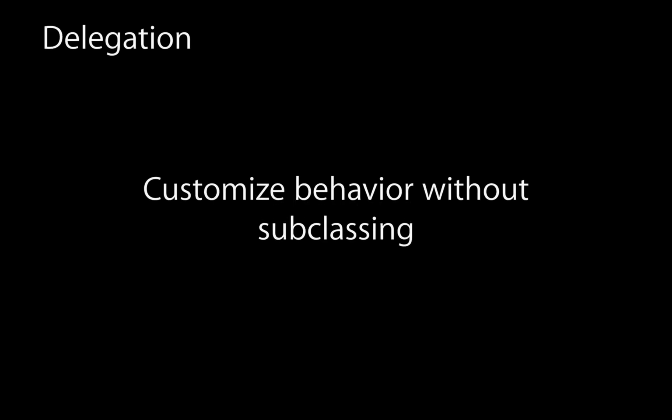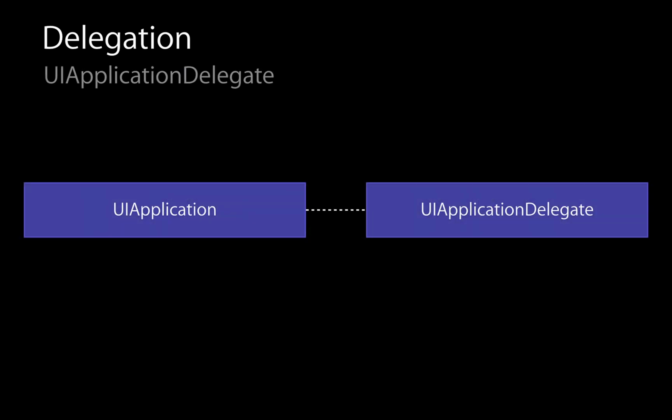Next up is delegation. That allows us to customize behavior in our applications without subclassing the object whose behavior we are customizing. So a great example that you see in almost every introduction to doing iOS development is talking about the application delegate. The application is delegating to the application delegate to customize the way it behaves.